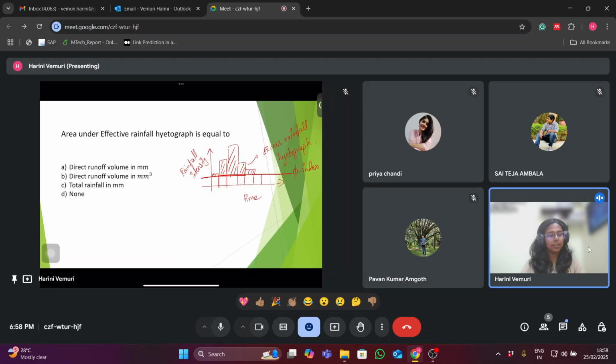So the area under excess rainfall hydrograph, that is whatever rainfall is left after infiltration and initial abstractions, will always contribute to the runoff, right? So the area under effective rainfall hydrograph will be equal to direct runoff volume. But here the rainfall intensity is in mm per hour, suppose, and time is in hours, then when we calculate the area, the units will be in mm. So if we see the options, option A is direct runoff volume in mm. Option B is direct runoff volume in mm cube. Option C is total rainfall in mm. Option D is none. So as I have told, the area under excess rainfall will be the volume that comes out as direct runoff, but the units will be in mm. Okay.